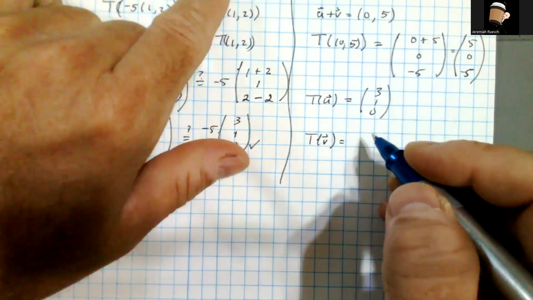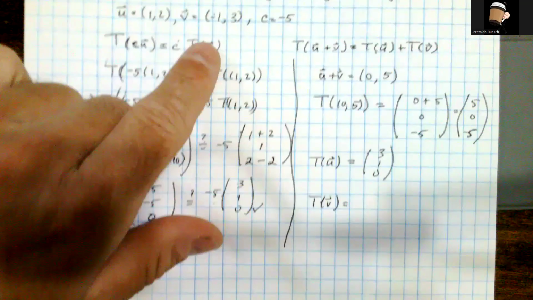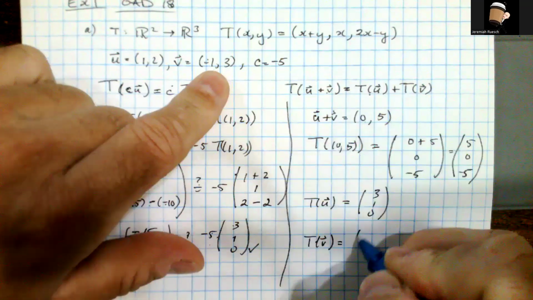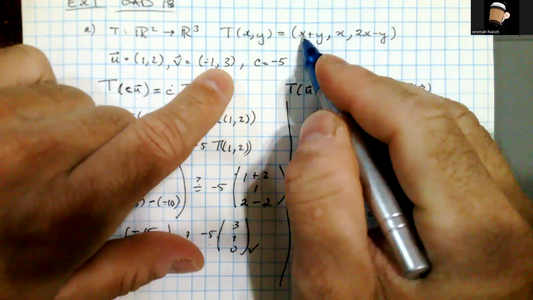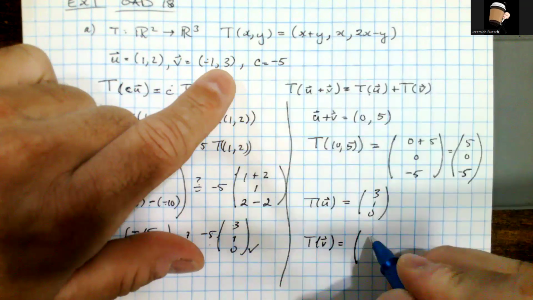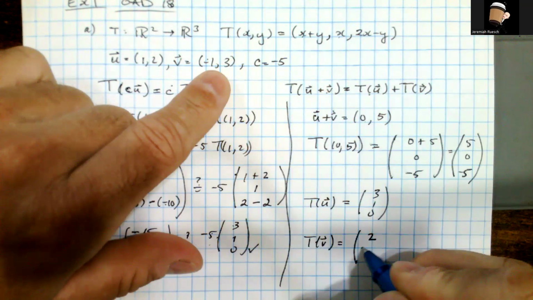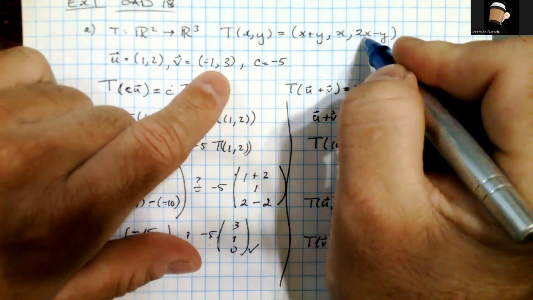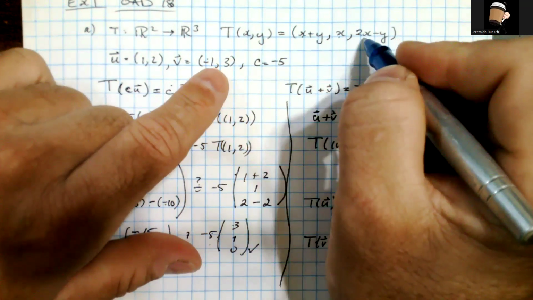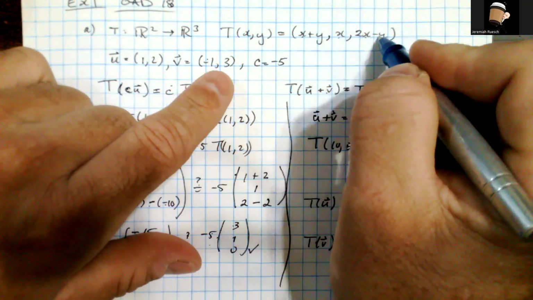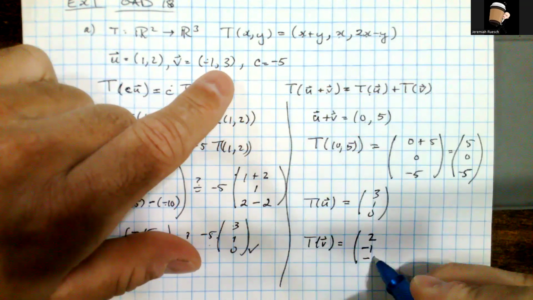So we have v was, here it was, so the transformation is going to be negative 1 plus 3. So it's going to be 2. This is going to be -1. And then we have, let's see, -2 minus 3. So -2 minus 3 is going to be -5.